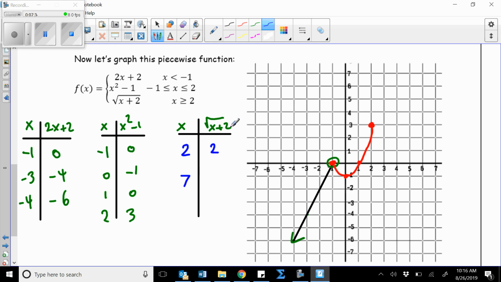7 plus 2 is 9. Square root of that is 3. So my points are 2 and 2, which is here. The other point is 7 and 3. Is this one. So this is my graph now. The endpoints. This side is an arrow because it's all x values greater than 2, and the other one at 2 I have a closed circle, so it's going to be like this. So this is the graph of my function.